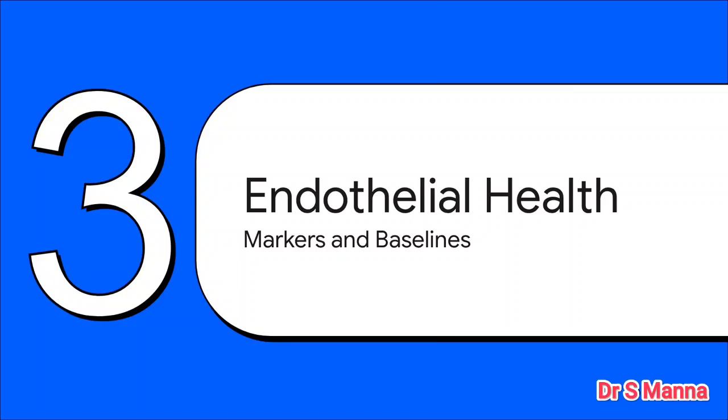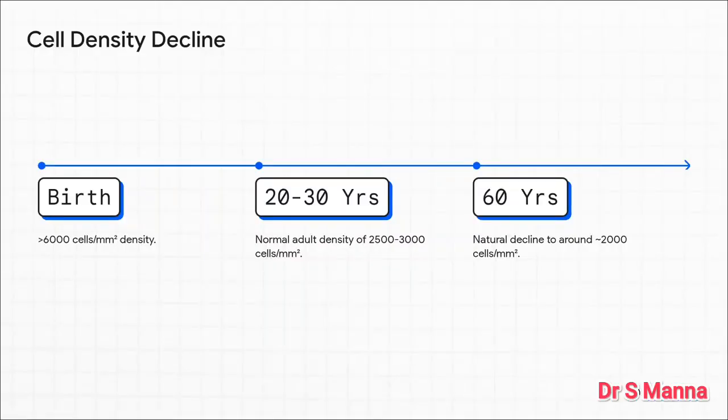Okay, let's dive into Section 3, markers of endothelial health. Now that we know how to capture the image, let's look at the actual data. What does a healthy baseline look like before we introduce the chaos of disease? Remember how we just said these cells don't regenerate? Well, notice how the cellular density dramatically yet naturally declines throughout a patient's life.